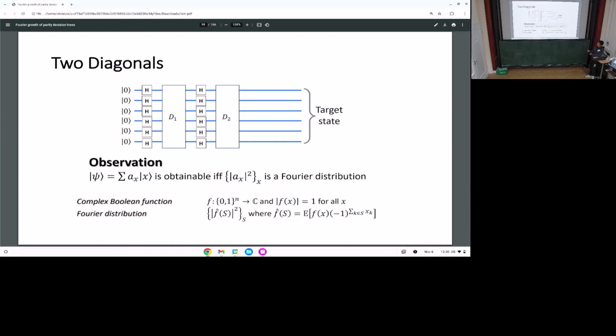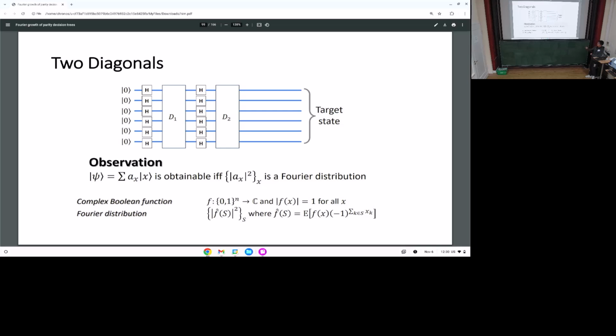And the proof is pretty simple. You just decompose D1 into the Fourier basis. Like this D1 is in the computational basis, but you decompose it and you can get this. This is if and only if. Yes, it's if and only if.